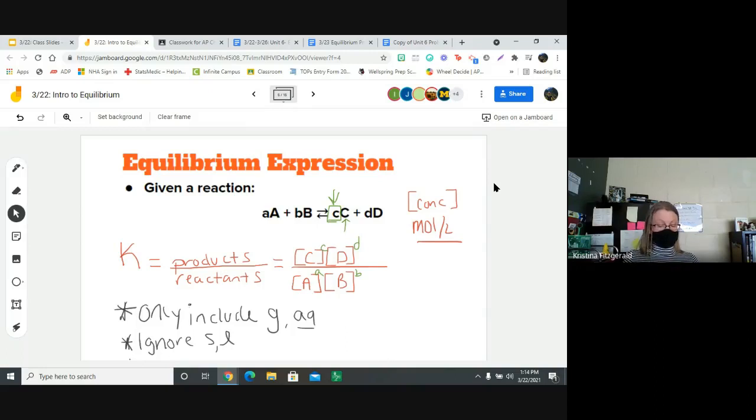So K is going to have a number value. Eventually we'll have a number and we'll have to explain to somebody what the number means, our ratio of products and reactants. Because it'll tell us in the end which side of the reaction is kind of favored and what that means. Any questions on this part?